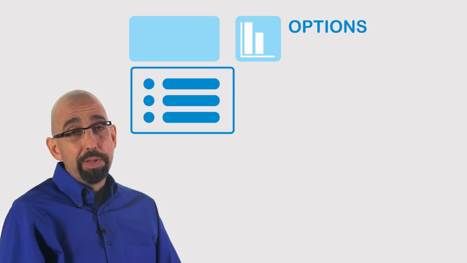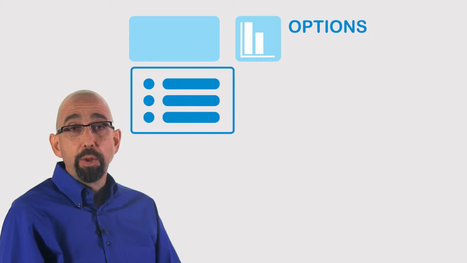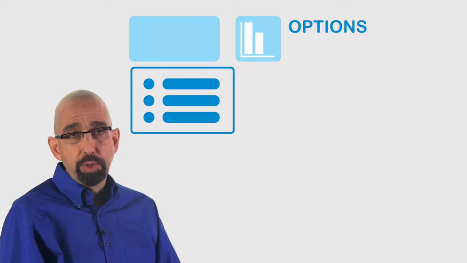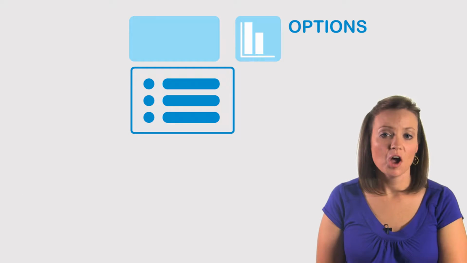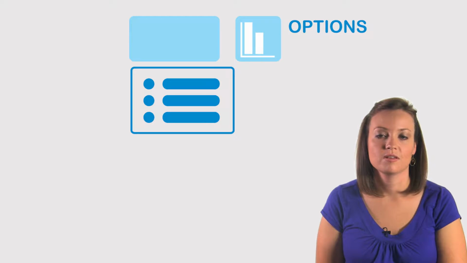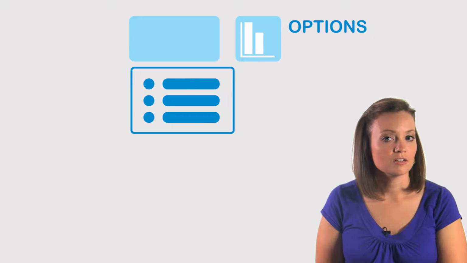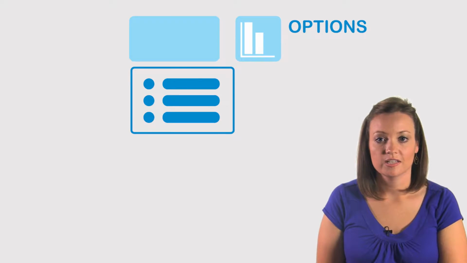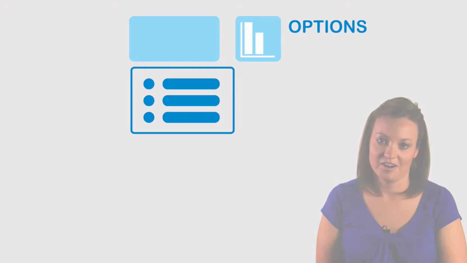In this video, we'll be looking at the evaluation criteria that relate to the options of a multiple choice test item. The term options refers to the answer choices in a multiple choice test item. This includes one correct answer and several other incorrect answers, also called distractors.